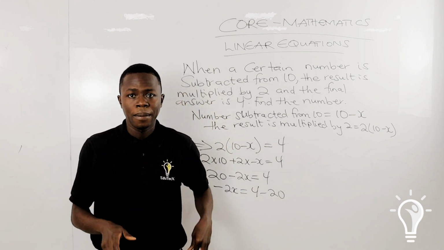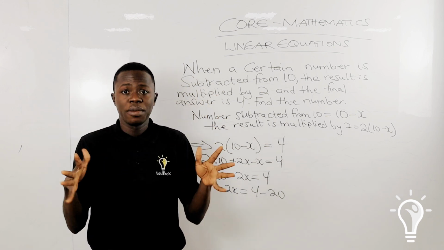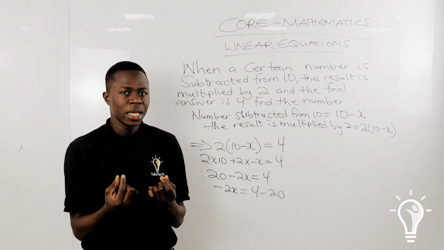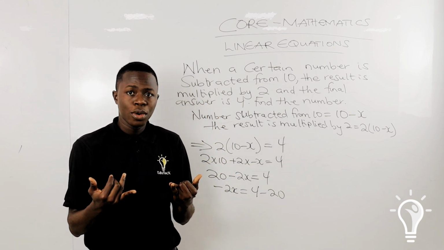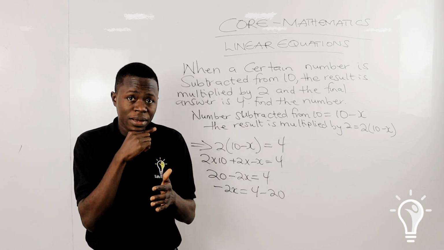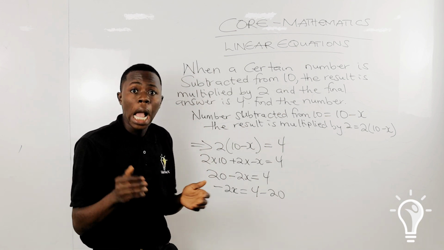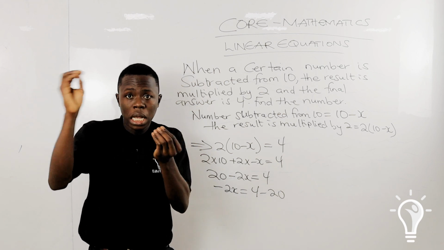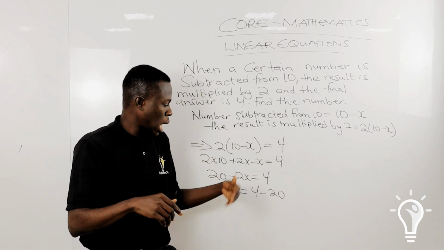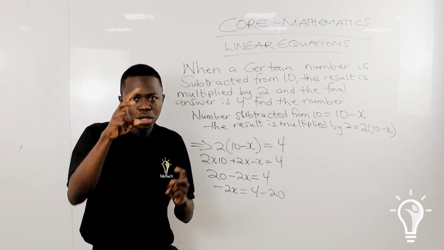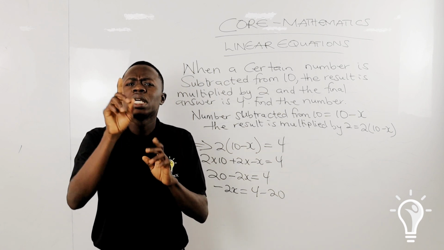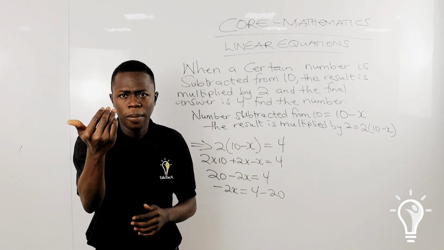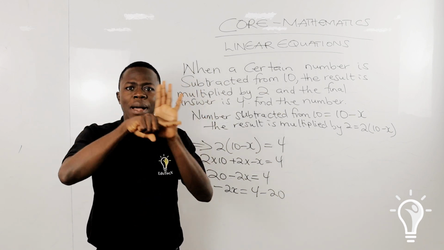Now the next step is to add or subtract the like terms. We know for minus 2x, we don't have any other term there, so it will remain like that. Then the other side, we are going to subtract. So we're going to have 4 minus 20, and the answer is going to be, yes, minus 16. So we have minus 2x equals minus 16.